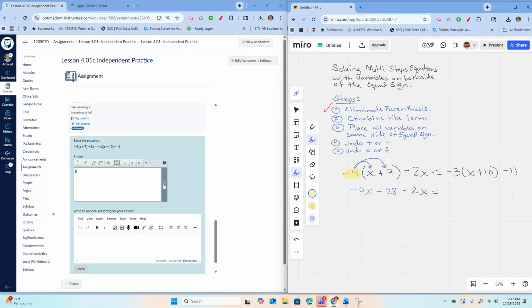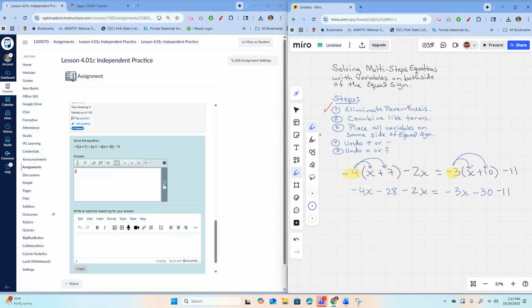I see another parenthesis. Now this -3 is multiplying everything inside the parenthesis. So -3 multiplied by the x is going to be -3x. Then you're going to do -3 times +10. Use the calculator. That will give you -30. And then I'm going to write the rest of my equation. Okay? And we did step number 1.